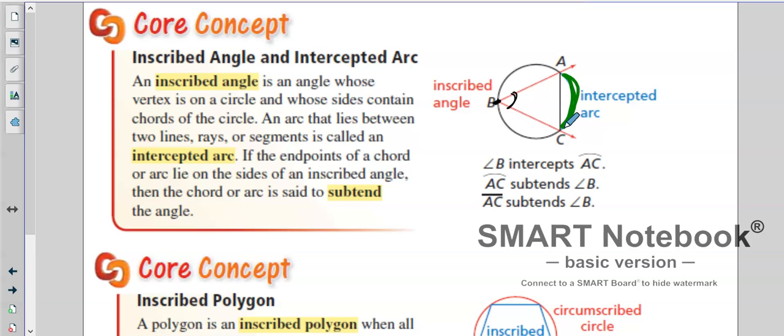If the endpoints of a chord or arc lie on the sides of an inscribed angle, then the chord or arc is said to subtend the angle. Fun vocabulary. So let's see what we have here. Angle B intercepts arc AC. So what that means is it kind of cuts it off here and here. It forms the angle. AC subtends angle B. So the arc subtends angle B, and the line segment AC subtends angle B.